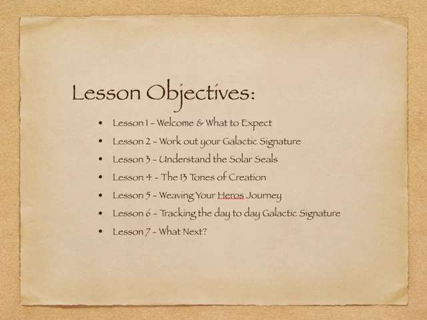So just a general overview of the lesson objectives we want to accomplish through this course. The first lesson, which you should have watched by now, was generally just a welcome and what to expect from the course, who am I, and getting to know each other. Lesson 2, which you're embarking on now, is about working out your galactic signature. It's a slightly tricky little process if you've never done this before, because we're changing the way we're seeing things, but hopefully we can guide you through that without too much trouble. And once you've worked out lesson 2, you'll have all the information you need to really enjoy the following lessons.